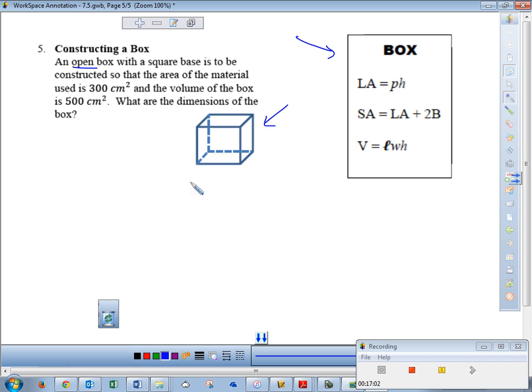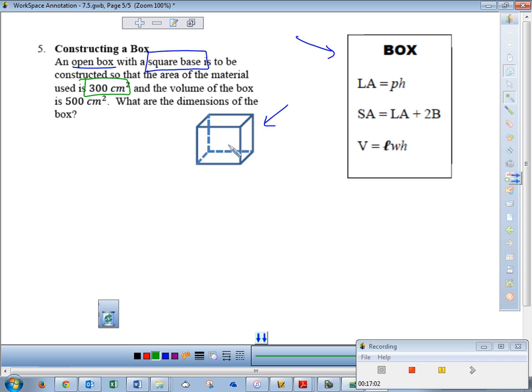An open box with a square base. Oh dear, what do you know about the base? What's a square? That's a rhombus, all sides the same, and 4 right angles. 4 equal sides is a square. Good luck on your ACT geometry portion if you don't know what a square is. So we know all 4 of these sides are the same, so that the area of the material used is 300 square centimeters. So isn't that talking about, out of these 3 things, would it be lateral area, surface area, or volume?